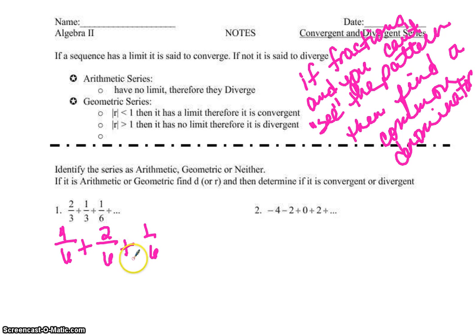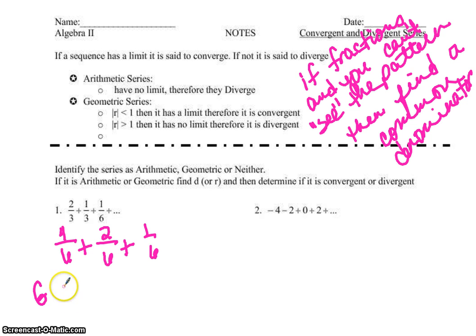Okay, so what's happening every time? Are you adding the same number? No, we're getting smaller. Are you subtracting the same number? 4 minus 2 is 2. 2 minus 2 would be 0. So it's not arithmetic. This is going to be geometric.